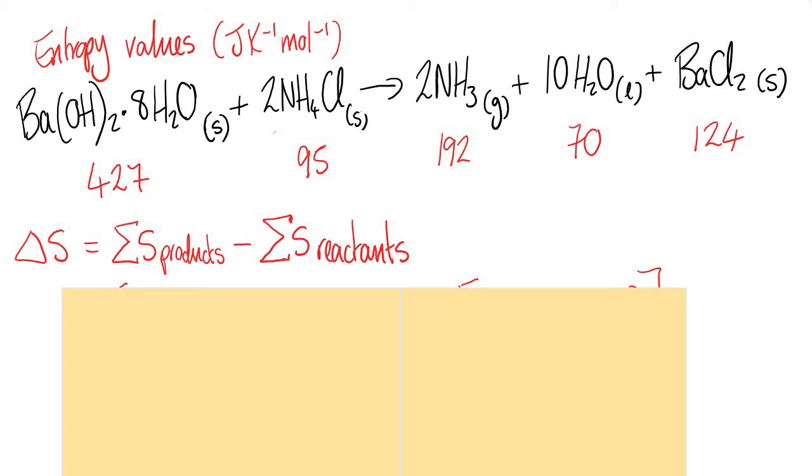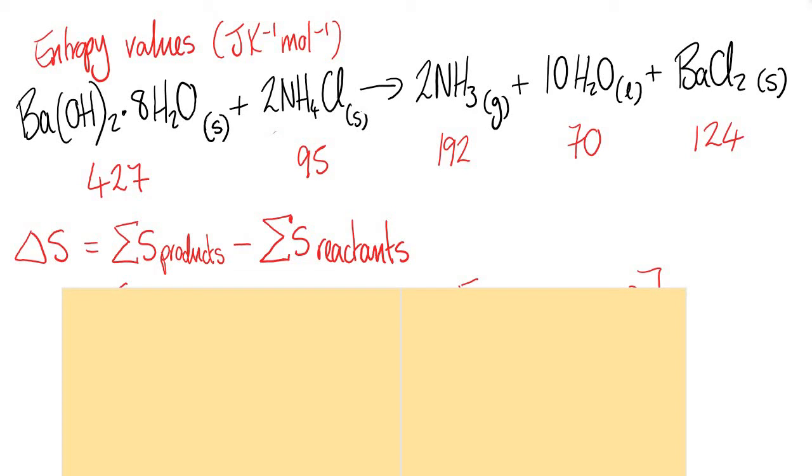Ammonia as a gas is higher in entropy than the solid, 192. We would expect that because gaseous molecules are more chaotic and more disordered. There are more arrangements of them in space. They can rotate. They don't have as many interactions between other molecules. So energy is much more dispersed. 10 moles of liquid water, look, water has an entropy of 70 when it's in the liquid state, and then barium chloride in the solid state, entropy of 124.